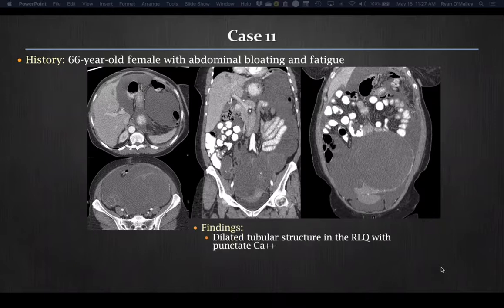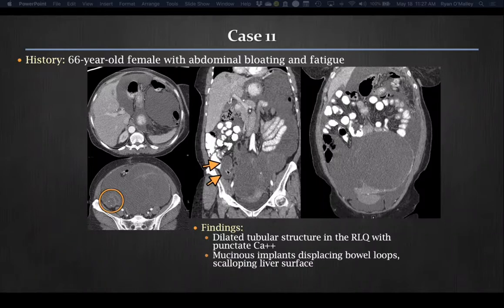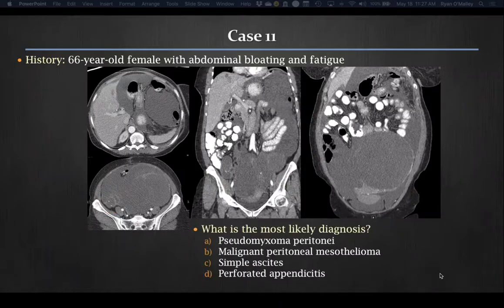Findings for her were starting in the right lower quadrant, there is a dilated tubular structure with punctate calcifications associated with it, and then diffuse or widespread mucinous ascites or mucinous implants that displace the bowel loops and scallop the liver surface. And if you believe me, there's also a cystic left ovarian lesion, which is hard to separate from the mucinous implants elsewhere without being able to scroll through this.